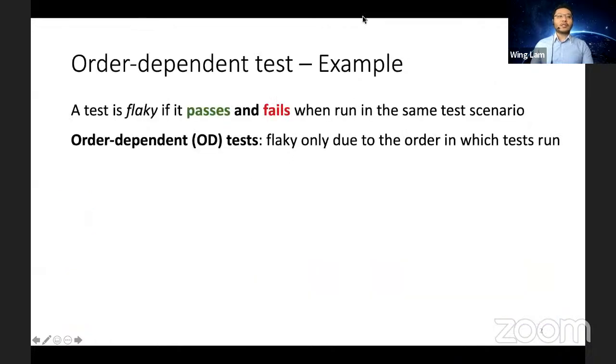So let's first take a look at what a flaky test is. A flaky test is essentially a test that passes and fails when you run it in the same test scenario. In this case, being the same version of code, the same configuration to run the tests, and so forth. One prominent type of flaky tests are order-dependent tests. Essentially, these are tests that are flaky only due to the order in which you run the tests.